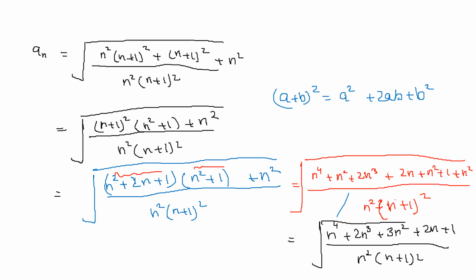Okay, now we see that this number, n raised to power 4 plus 2n cubed plus 3n squared plus 2n plus 1, is, let's say, actually (n squared plus 1 plus n) whole squared. How is it?